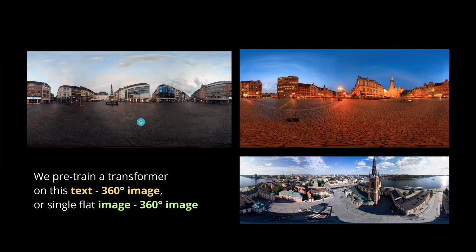So we pre-train a transformer on a simple task. At first we have a text to an image, but now we go with a text to a 360-degree image, so we describe exactly what we have here. Or, as shown, we take a single flat image and we train our transformer architecture so that it can now construct a 360-degree two-dimensional image of the 3D world. So this is a standard procedure that we know how to do.